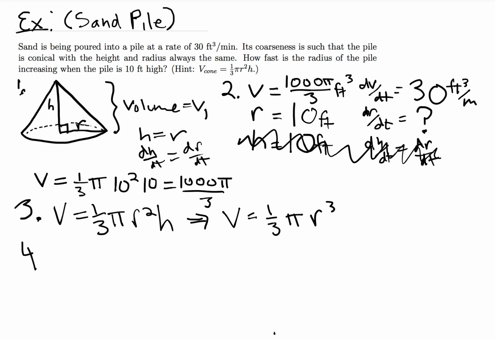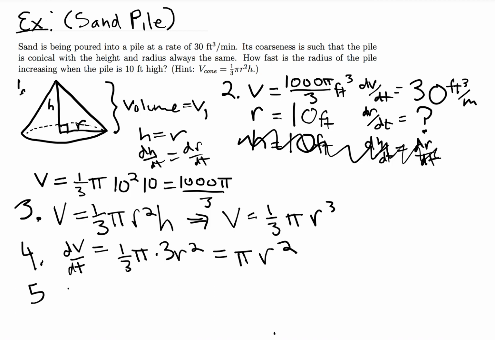I can go ahead and work with this guy to take my implicit derivative, deriving both sides with respect to t, and I'll get dV/dt is a third pi times 3r squared. Or, alternatively, if I cancel my 3's, this is the same as pi r squared. So that finally, when I get to my last step, I can plug and solve.